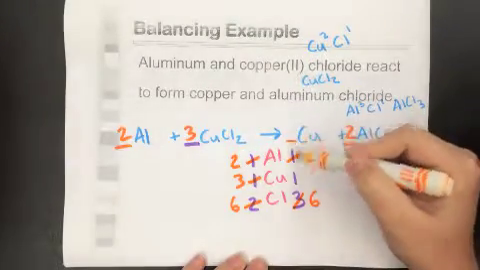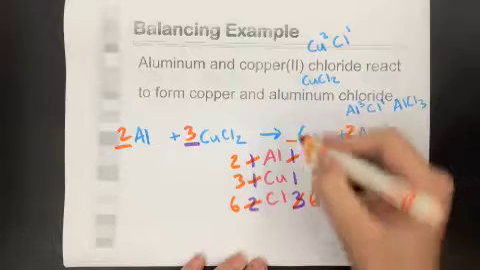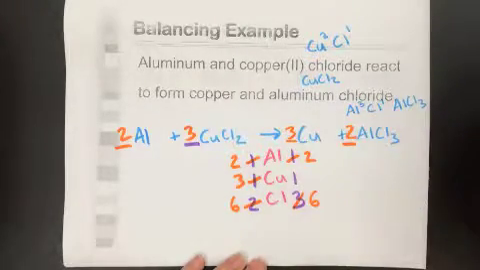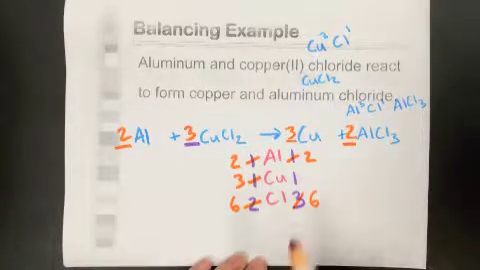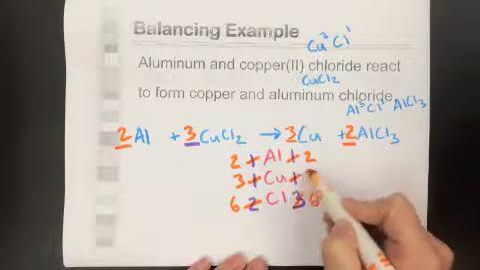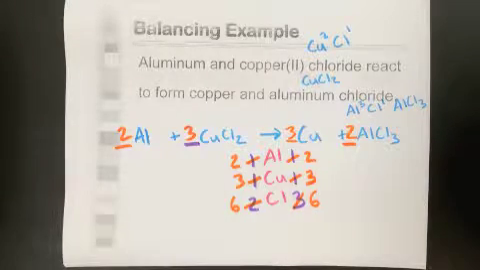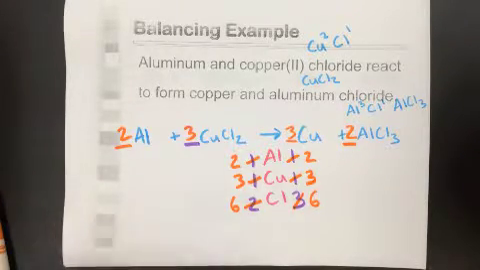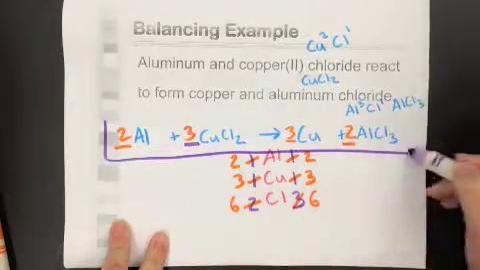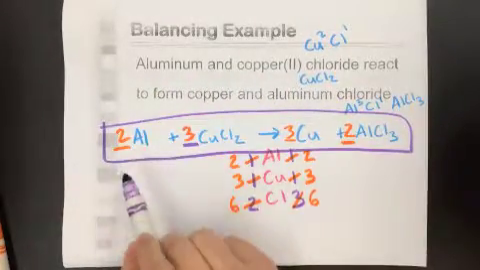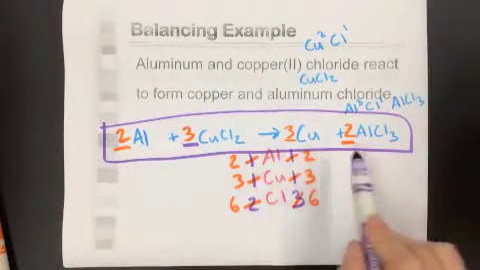So what times 1 equals 3? And your answer should be 3. And that's how you know what coefficient to put there. So now 3 times 1 is 3. As you can see, your numbers match on both sides. This means you are done. So your final answer should then be this right here. Your coefficients are 2, 3, 3, 2.